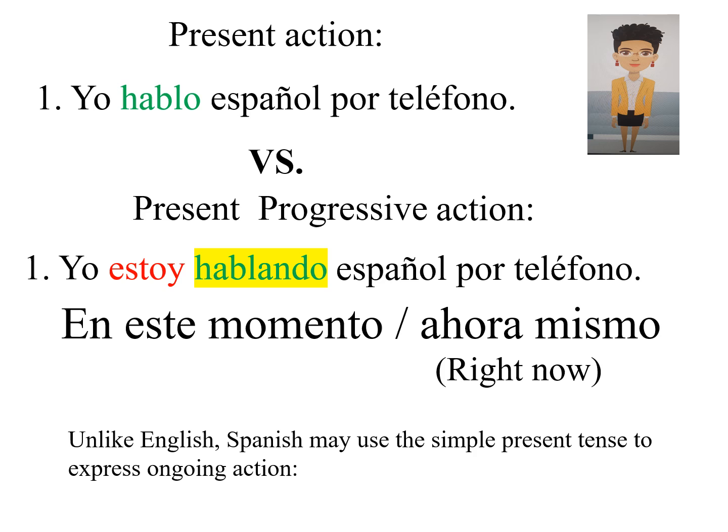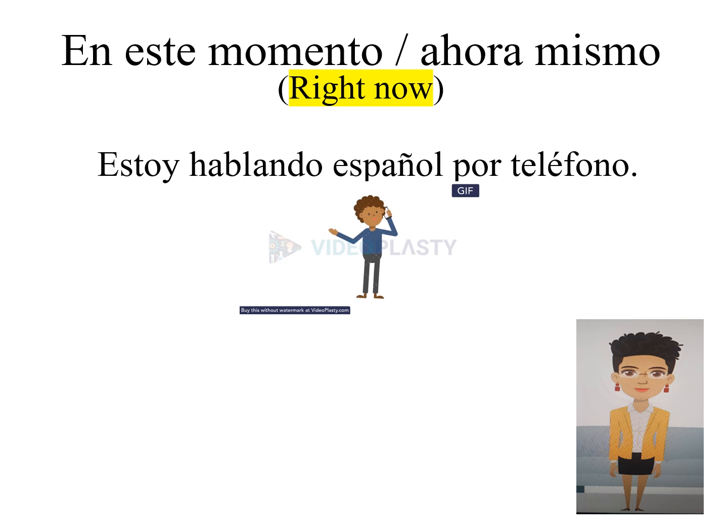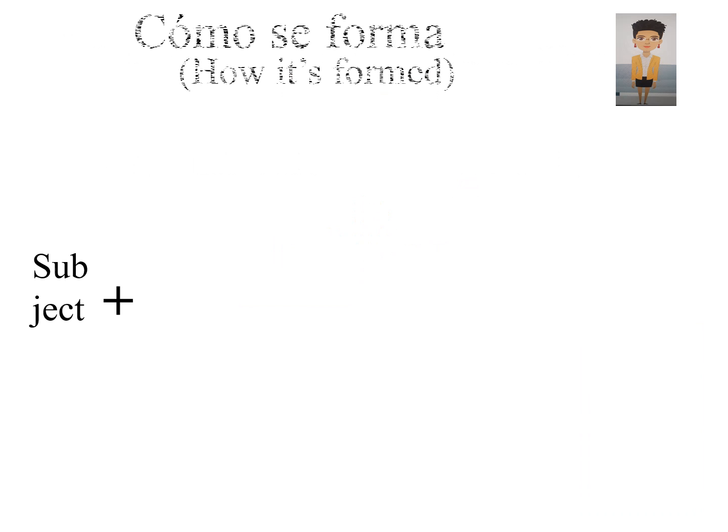So two different things. Yo hablo español, present tense, yes. And present progressive, an action that is happening right now. En este momento, or you can say ahora mismo, estoy hablando español por teléfono. Always remember, we need to use en este momento or ahora mismo. It's kind of a phrase to introduce the present progressive action.